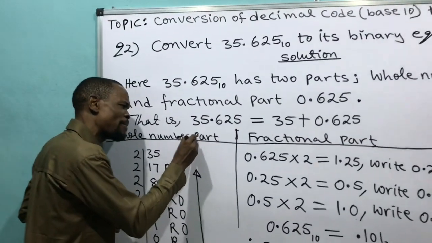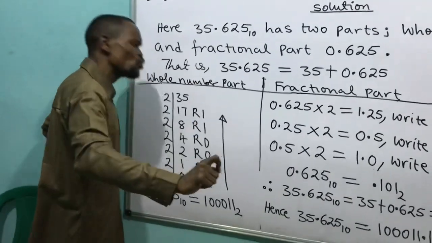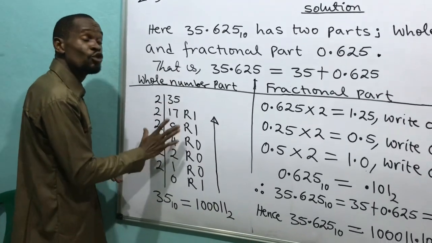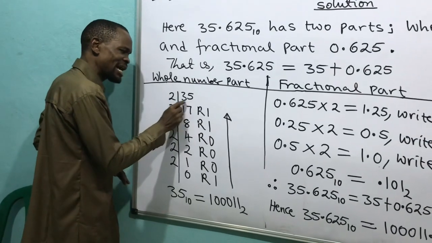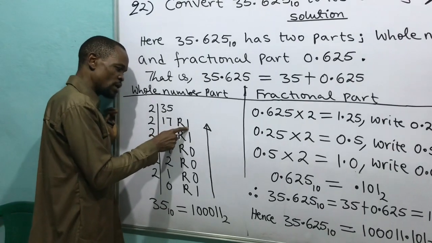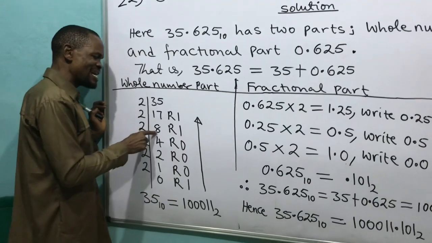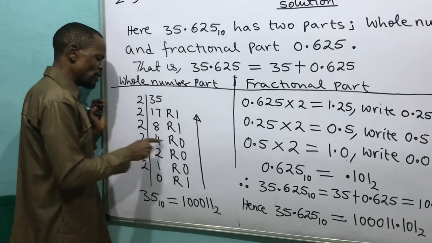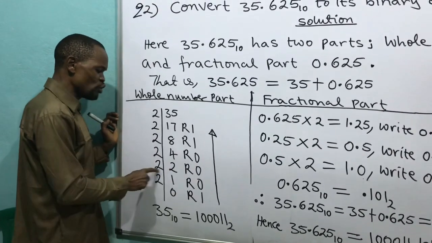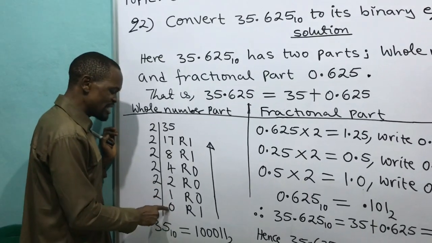How do I treat the whole number part? I will divide by 2. When I'm treating the whole number part from base 10 to base 2, I will divide by 2. Look at my whole number part, which is 35. I will say 2 divide 35, that gives me 17, remainder 1. Then 2 divide 17 gives me 8, remainder 1. And 2 divide 8 gives me 4, remainder 0. And 2 divide 4 gives me 2, remainder 0. And 2 divide 2 gives me 1, remainder 0. And 2 divide 1 gives me 0, remainder 1.